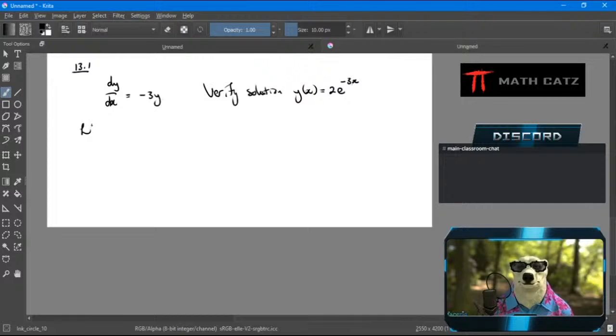So now I'm going to look at the left-hand side of this equation, which is dy/dx. That is going to require that I take the derivative of my proposed solution, and we know how to do that. The 2 stays in front. It's going to be the chain rule, so the derivative of e to the something times the derivative of the inside something. I can simplify to negative 6 times e to the negative 3x.